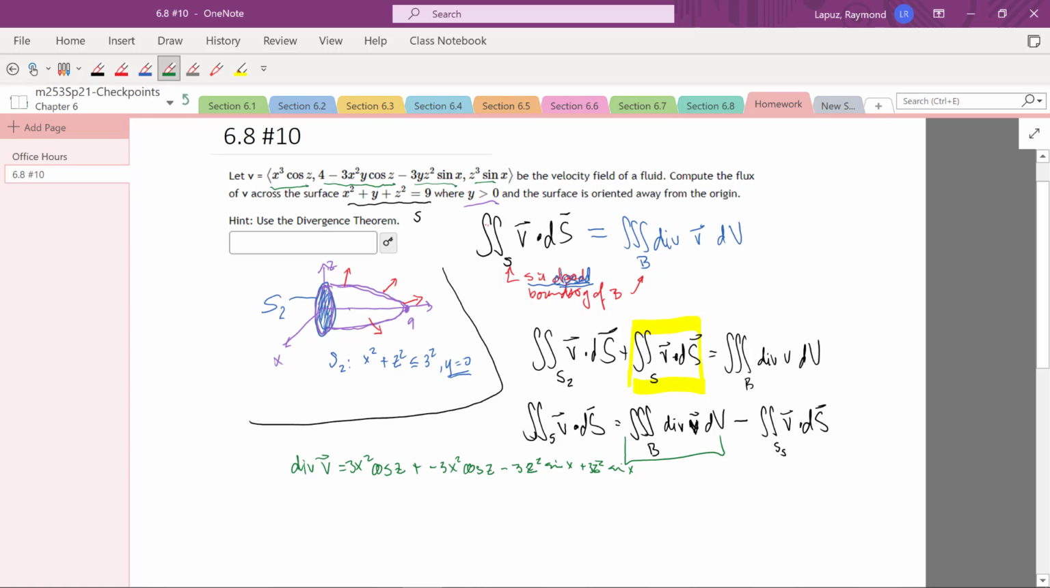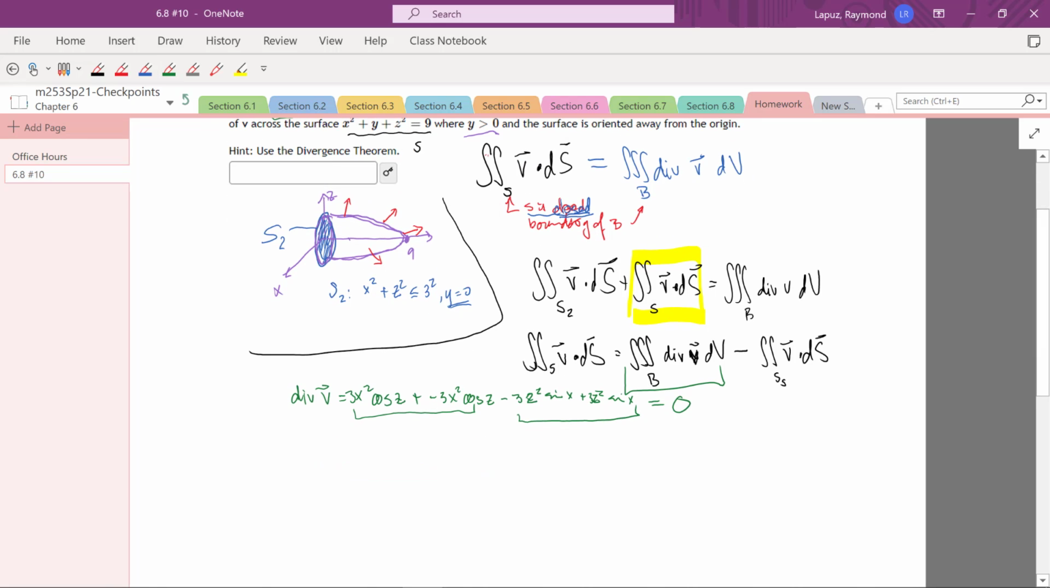Well, so they would cancel. I've got a couple of terms that would cancel themselves out, so this will end up being 0. Well, if the div is equal to 0, then certainly the triple integral of 0 will equal 0. So that means this thing has no contribution, it has 0. Which means this flux integral that we're actually looking for should be equal to this flux integral.